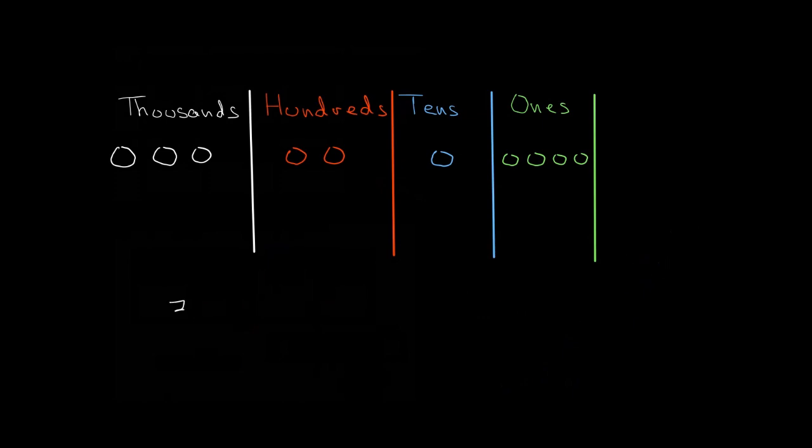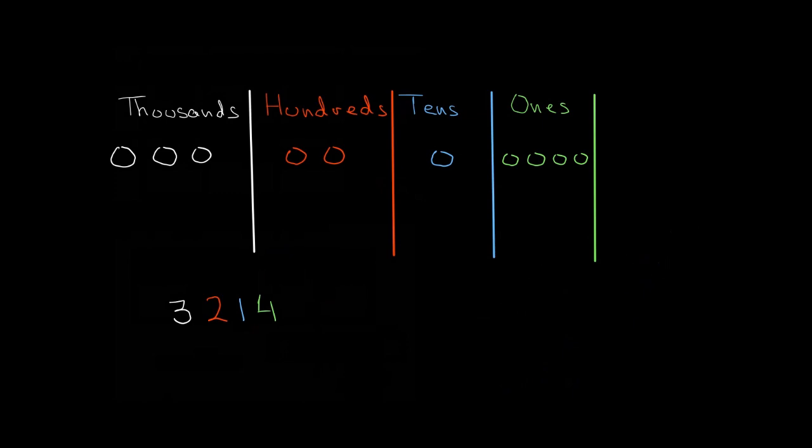So now you can see this number is going to be exactly 3000, 200, 10, and 4. So this is going to be 3214. So now if we add in the hundreds place, let's play this game. Okay, so now I'm going to continue to add one more.